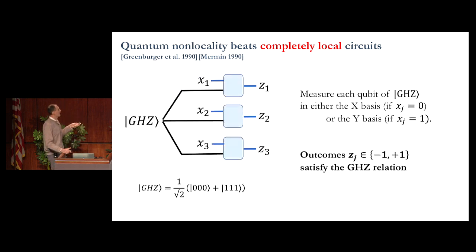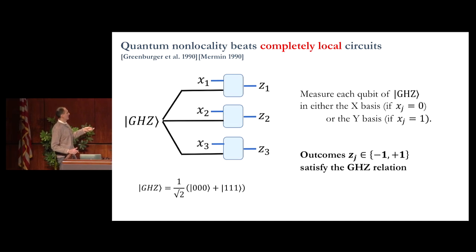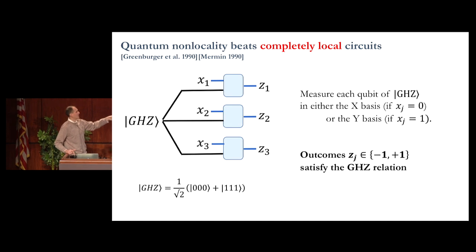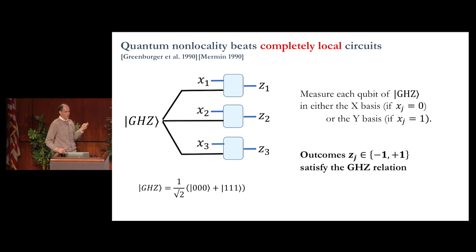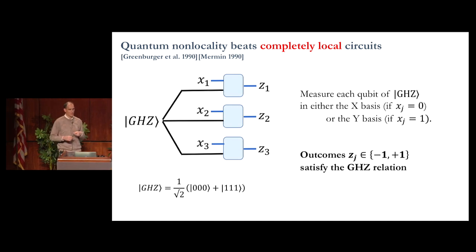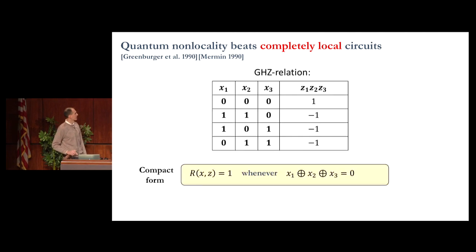On the other hand, if we allow shared entanglement, we can just take a three-qubit GHZ state distributed between these three parties, and then each party measures its qubit of the GHZ state in either X or Y basis, depending on the value of the input variable. One can check that the measurement outcomes always satisfy this GHZ relation. So in that sense, quantum non-locality beats completely local classical circuits.